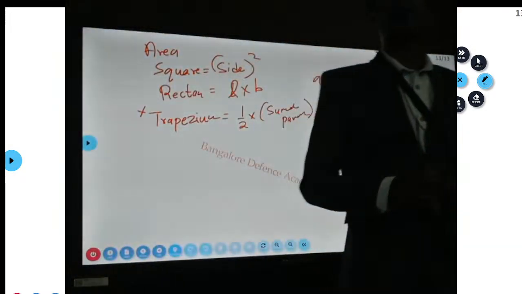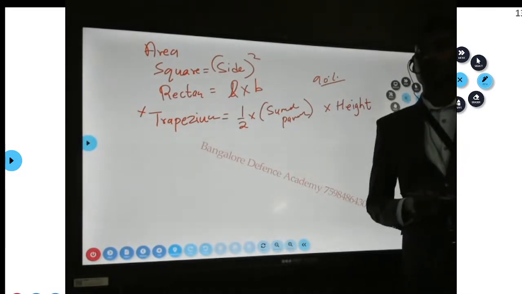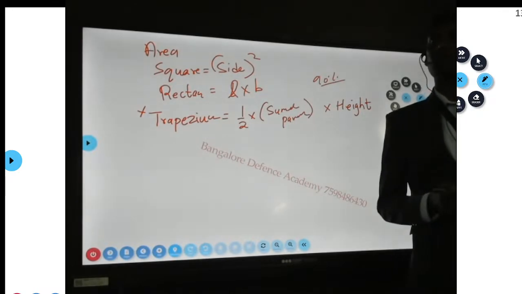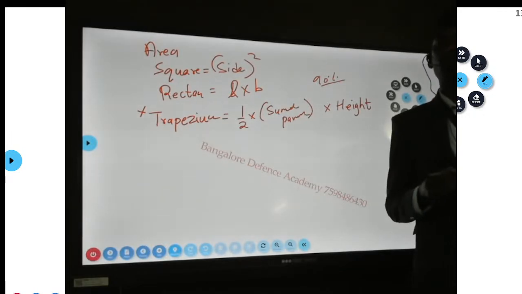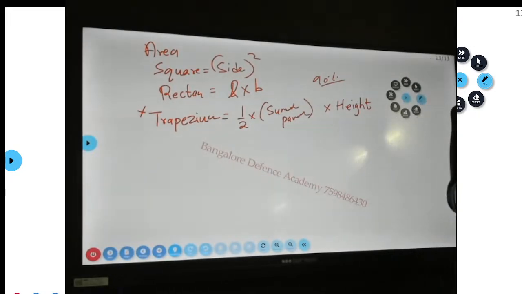Can anyone tell me an example of a trapezium? One pair of parallel sides, and which side? Can I say this table is a trapezium shape? Then give me an example of a trapezium shape. Sir, it has one pair of parallel sides.